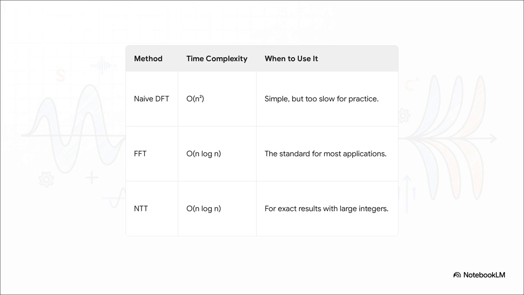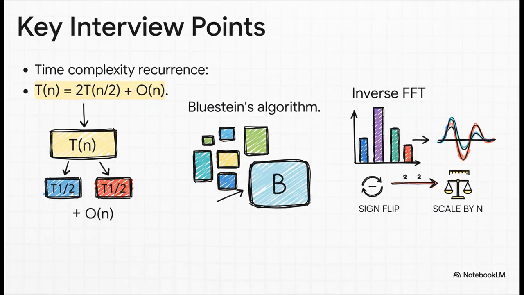And hey, if you really want to nail that interview question, have these 3 points in your back pocket. First, know that the time complexity comes from this recurrence relation. T of n equals 2T of n over 2 plus O of n. Second, if they ask about input sizes that aren't a power of 2, you mention Bluestein's algorithm. And third, know how to get back from frequency to time. The inverse FFT is basically the same algorithm. You just flip one sign and divide the whole result by n at the end.